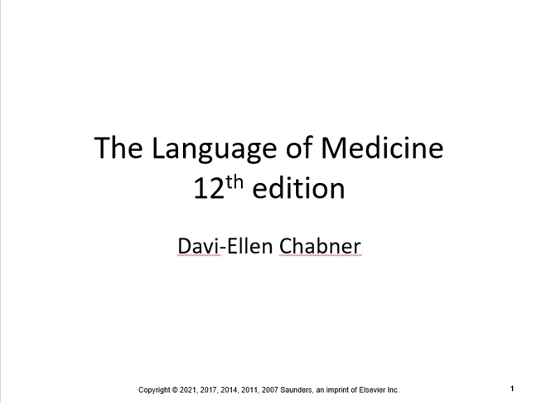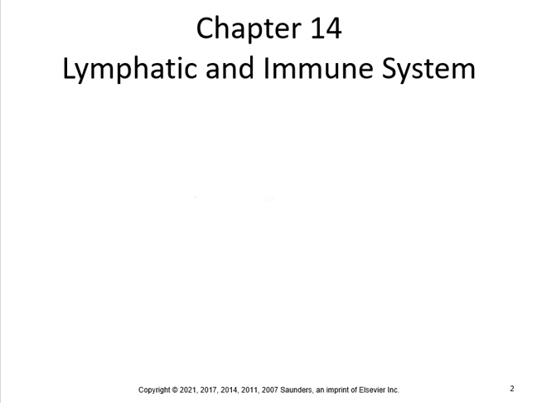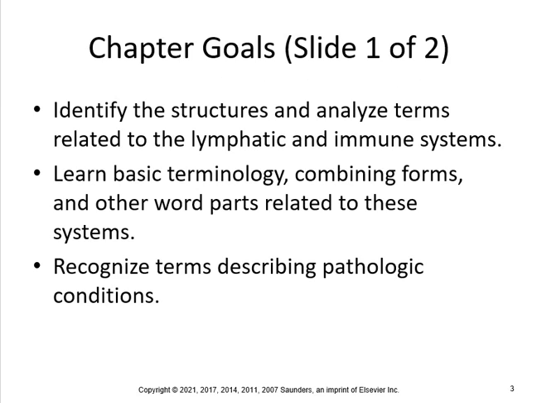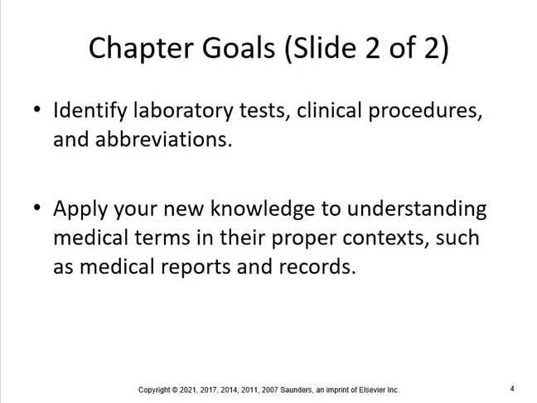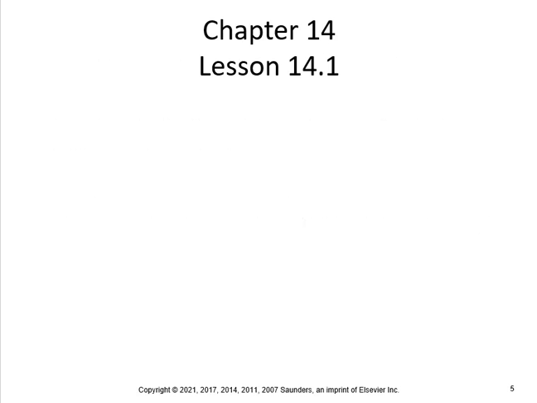Alrighty, class. We're going to go into Chapter 14, which is the lymphatic and immune system. This comes right after the blood. We're going to identify the structures and analyze terms related to the lymphatic and immune systems, learn the basic terminology, combining forms, and other word parts related to these systems, recognize terms describing pathological conditions, identify lab tests, clinical procedures, and abbreviations, and apply your knowledge to understanding medical terms in their proper context.